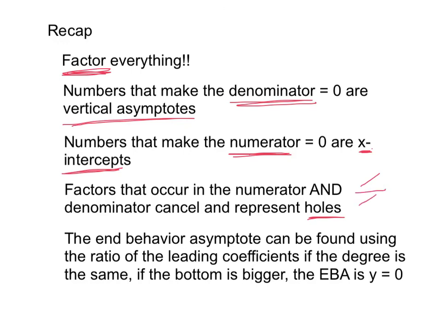The end behavior asymptote, the EBA, can be found using the ratio of the leading coefficients if the degrees are the same. If the bottom is bigger, the EBA is 0. We'll look at some examples in the next graphing rationals video where you see that happen. So that's it. You just have to remember, find all of those things, and you're well on your way to graphing all sorts of wonderful rational functions. Hooray!